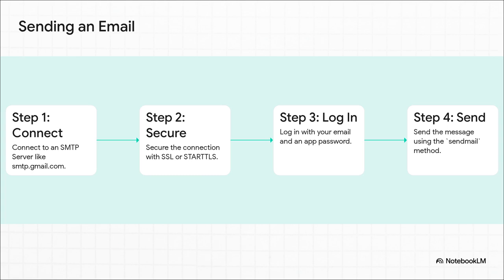First, you connect to the server. Then, you secure that connection. After that, you log in. And pro tip, you should definitely use an app-specific password here. It's way more secure. And finally, you just send the message. And just like that, boom, our first automated email is out the door.